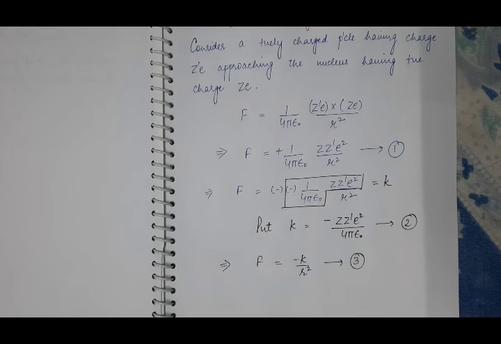And suppose, as I have already told you, that this positively charged particle is initially at infinite distance from that nucleus. So at that time, there will be no interaction between them. It means the potential energy of the system will be 0 at that time. So the total energy of the system, when the two are at infinite distance from each other, will be purely kinetic in nature.